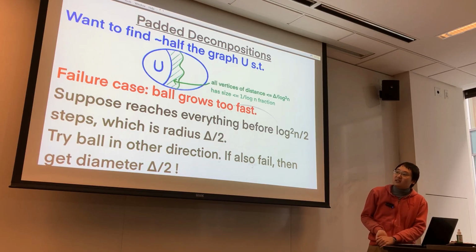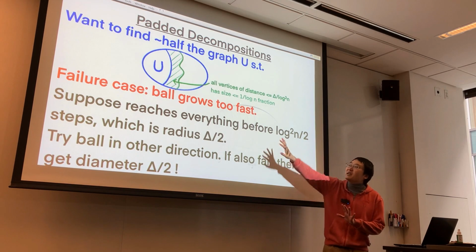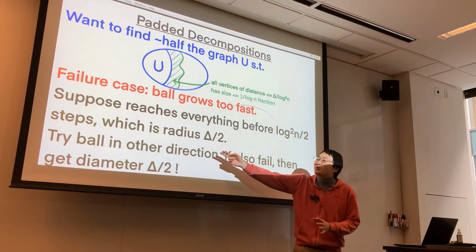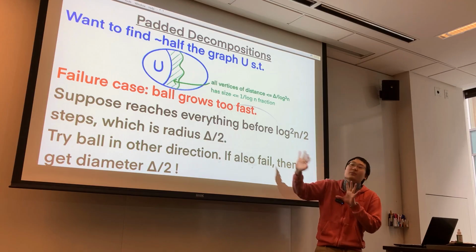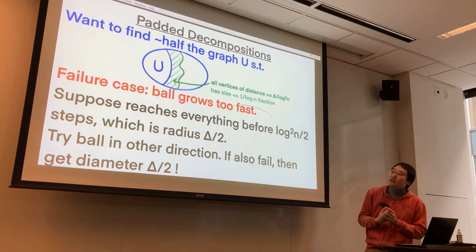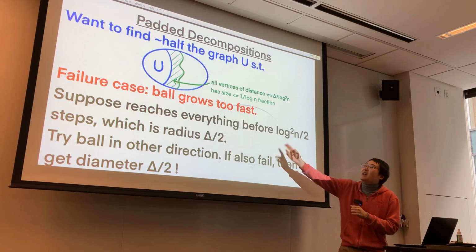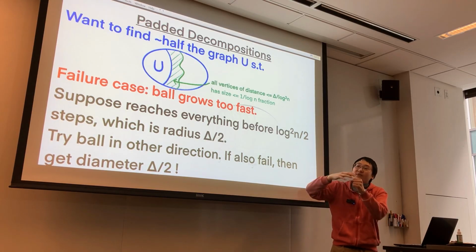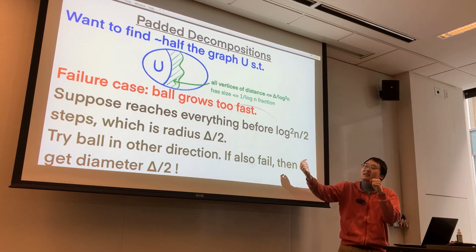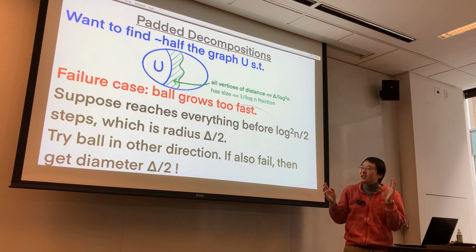But here's what the algorithm does instead. What if you try the ball in the other direction, and the same thing happens? By this I mean either reverse the edge directions, or grow the ball in reverse, where your edges go into the ball. You grow it the other way. If you grow in the other direction and also fail, in the sense that you get everything before this many steps, then you also get that every vertex has distance at most delta over 2 to that vertex. Together with distance the other way, this essentially gives a diameter of delta over 2.